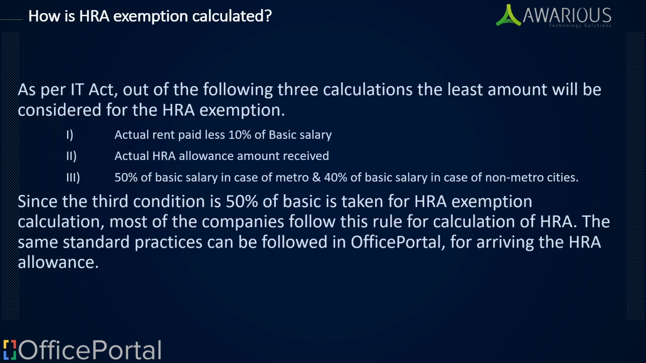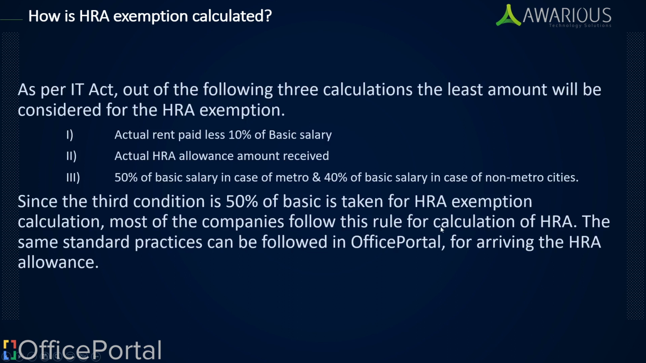How is the HRA exemption calculated? There's a formula for calculating the HRA exemption. So this is the formula here. As per the IT Act, out of the following three calculations or conditions, the least amount will be considered for the HRA exemption. And those are: first, the actual rent paid minus 10% of basic salary; second, actual HRA allowance received; third is 50% of basic salary in case of metro and 40% of basic salary in case of a non-metro.